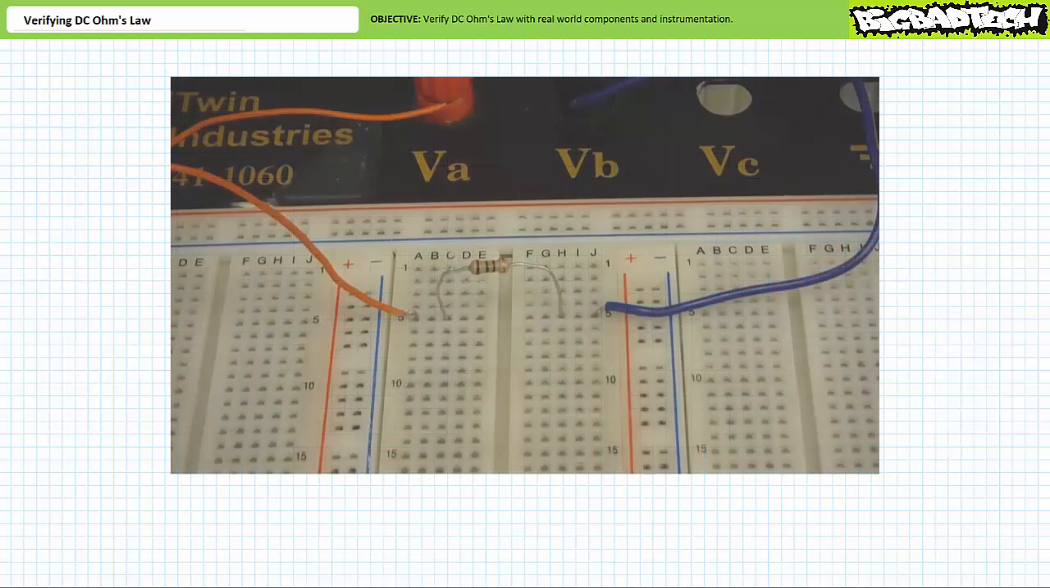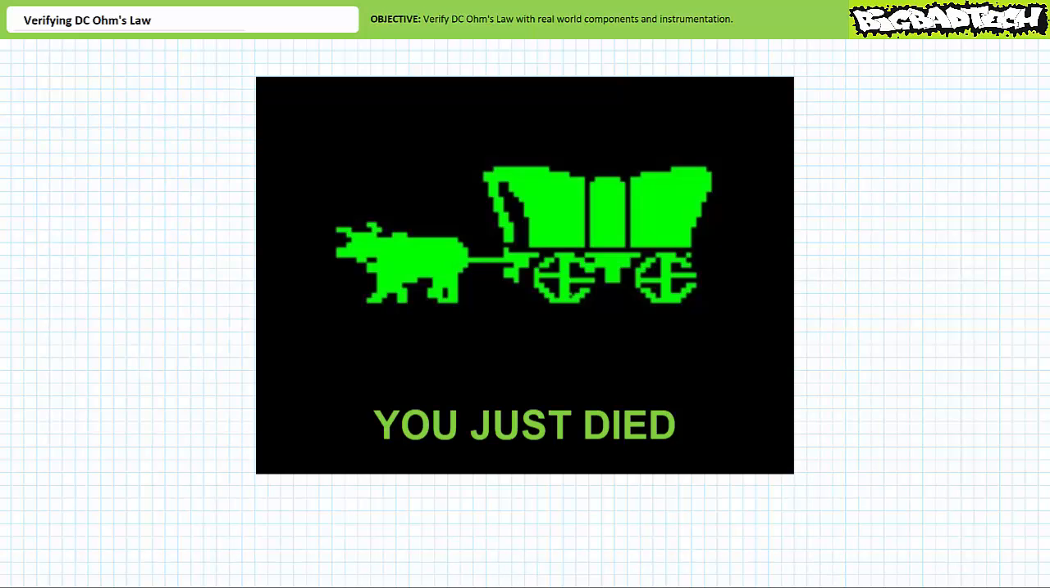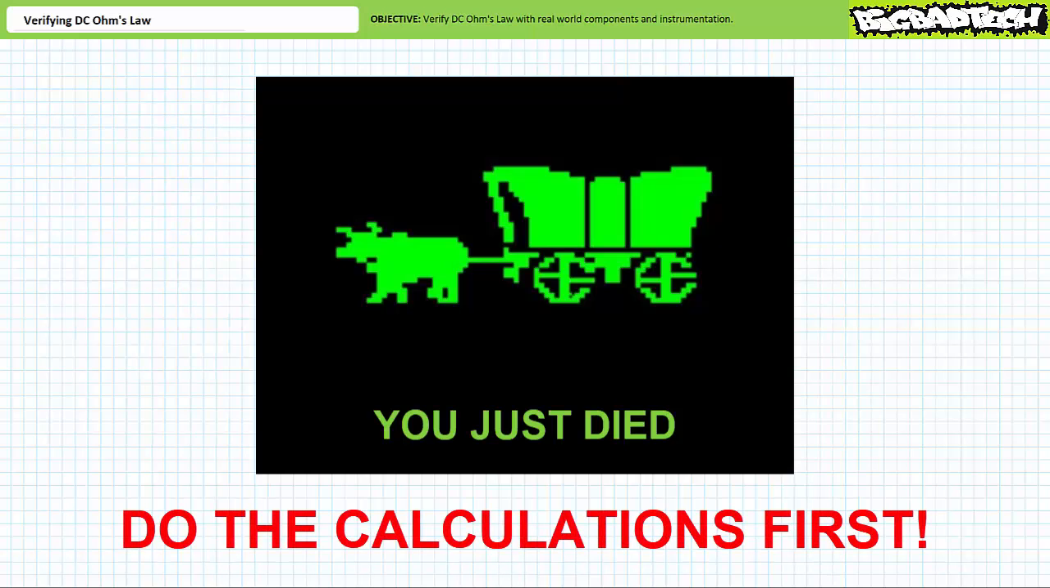When we turn on the power supply, the resistor quickly begins to smoke, the paint turns an ugly shade of brown, then black. If I left it here long enough, it would probably catch fire and melt. My question to you is this: did you do the calculations like I asked? If not, you just died. Do the calculations first. Don't walk into a gunfight with a dull knife.